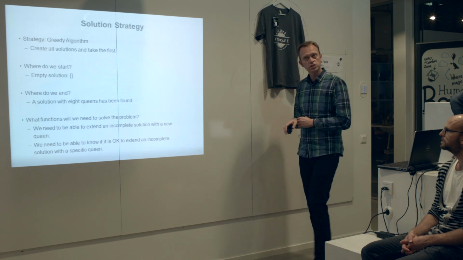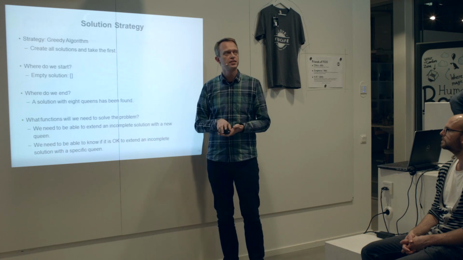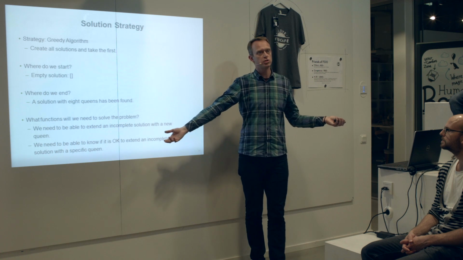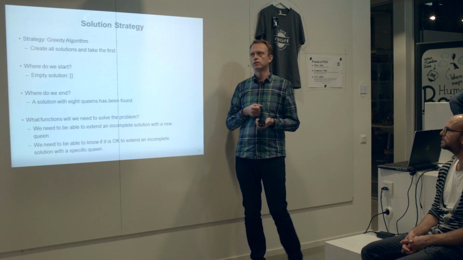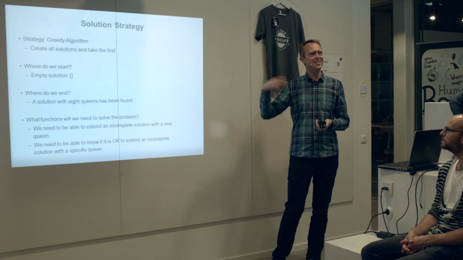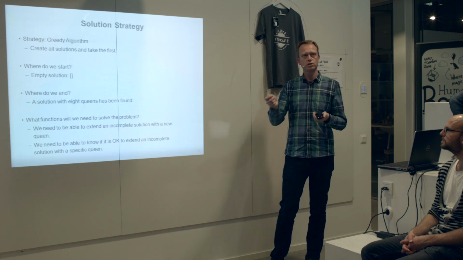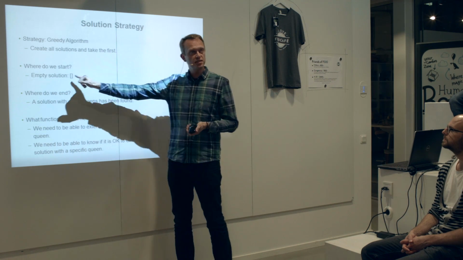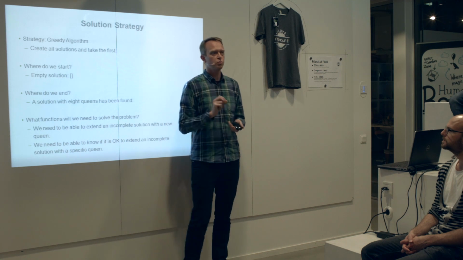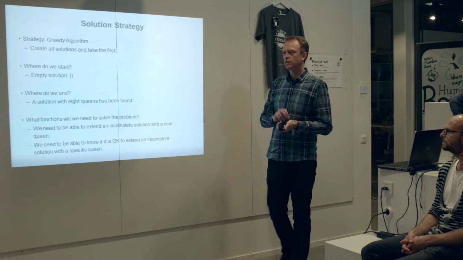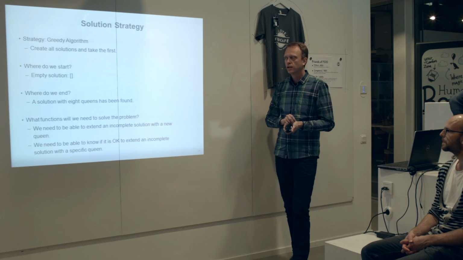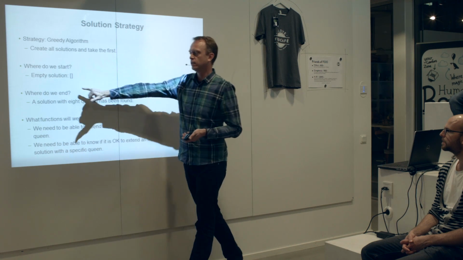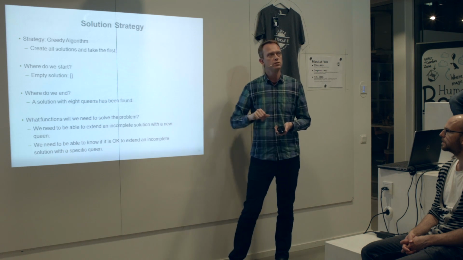So the solution strategy I was looking for is sort of a greedy algorithm where the goal is to create all possible solutions to this problem, and just take the first. This is something you can easily do in Haskell because of laziness, right? I don't actually create all those last solutions. Once I have a solution, it will return it to me. So where do we start? The empty solution. So I will start with some form of base case, a solution where I haven't placed any queens yet. And then I will start adding queens to this empty solution. And we end when we have a solution where there are 8 queens on the board.